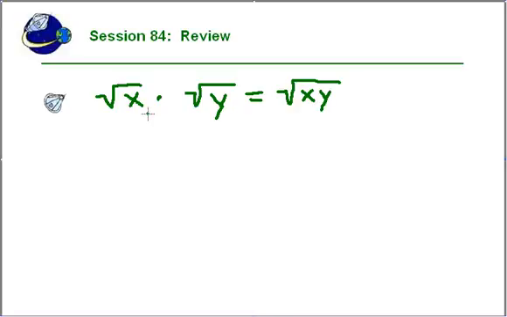And then lastly, as the review point of this session, radical x times radical y is the same thing as radical x times y. That'll wrap up session 84.